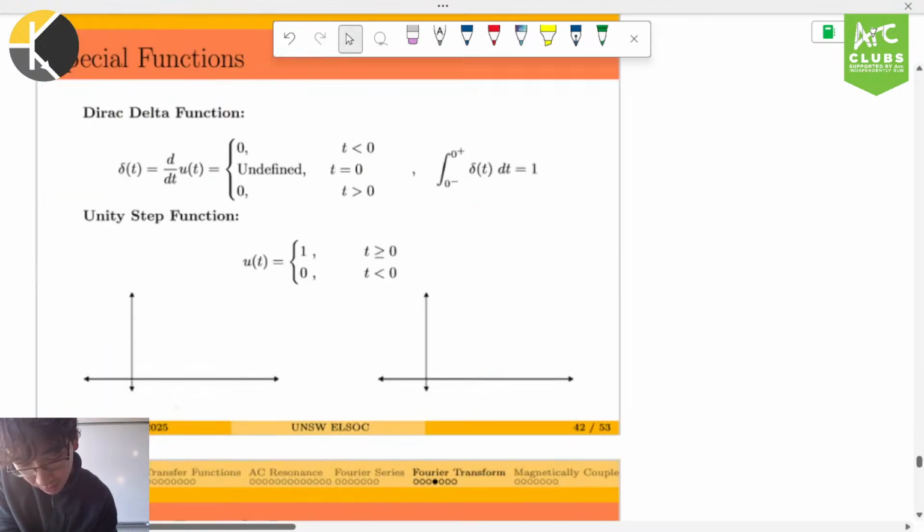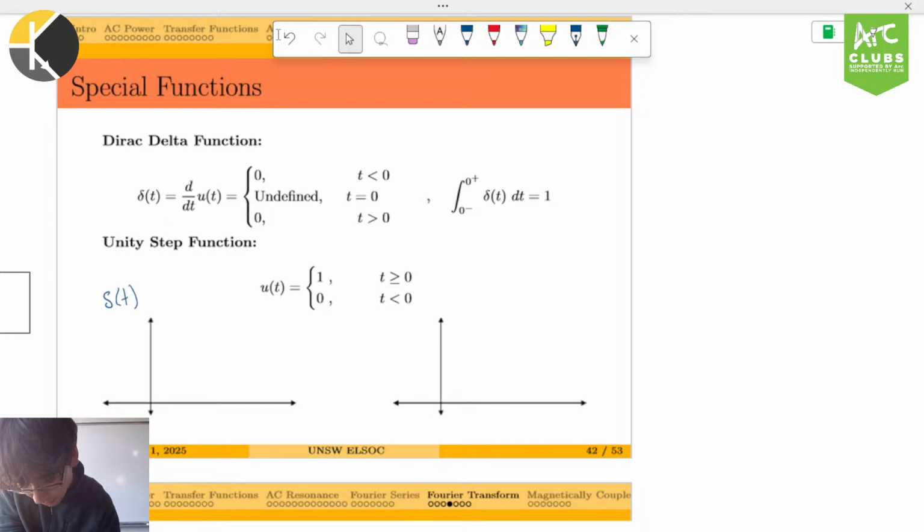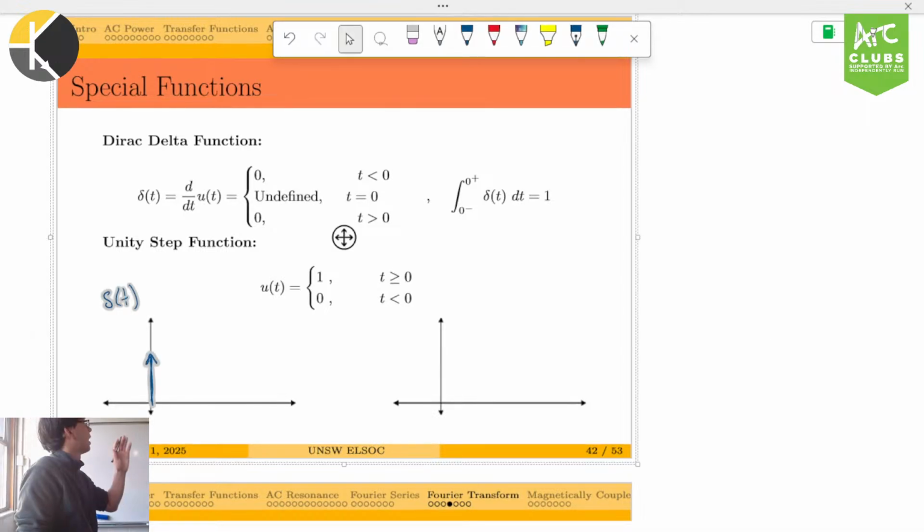Moving on to special functions. There are two functions that you'll see a lot in Fourier transforms. The first one is your Dirac delta function. Dirac delta is defined as a peak at t equals 0 of an undefined height, but we do know the area enclosed by that peak is 1.